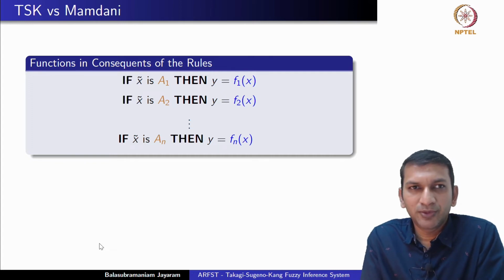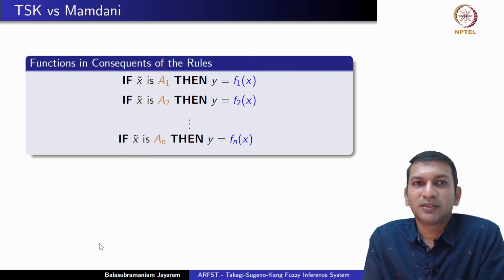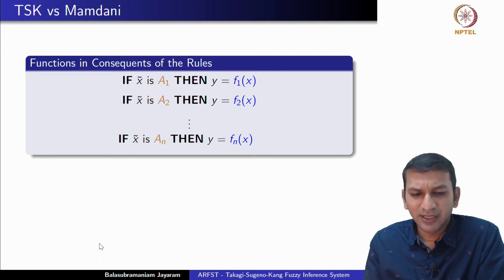They could be polynomials, they could be linear functions, they could be non-linear functions. There are no restrictions on the class of functions to which the fi's can belong. This is the first difference.